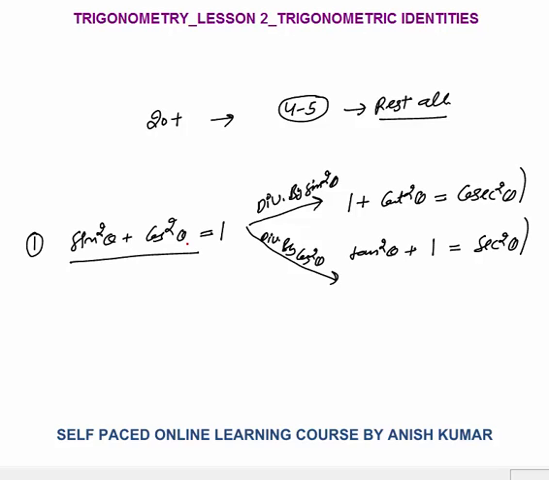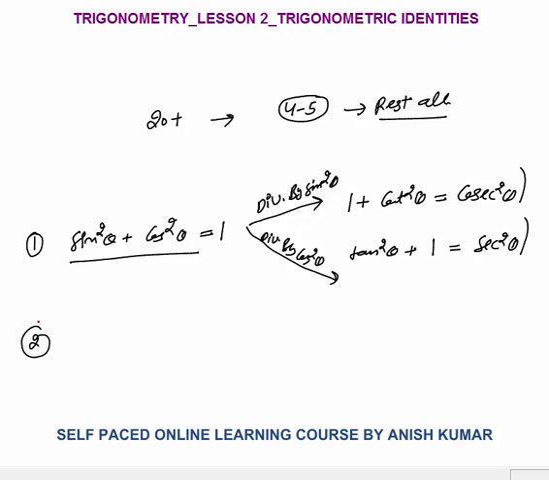So now your remembering or understanding of the formulas reduces by 66.6%. Rather than 3 formulas, you have to understand only one formula, that you also know: sine square theta plus cos square theta is equal to 1.